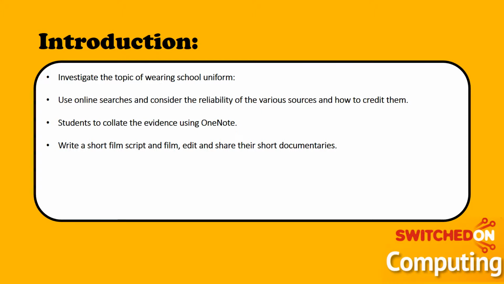So they'll be investigating a topic about wearing school uniforms. They'll use online searches and they'll have to consider the reliability of various sources. So for example, they might find that somebody is saying that school uniform is bad, but have they actually looked where they're getting their information from? Are there facts to back it up, or have they got it from an accurate website? So they're going to collate this evidence using an app called OneNote, and they're also going to write a short film script, and they're going to make the film for their project.